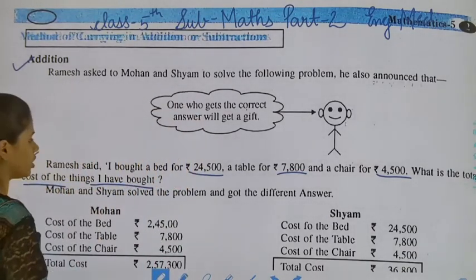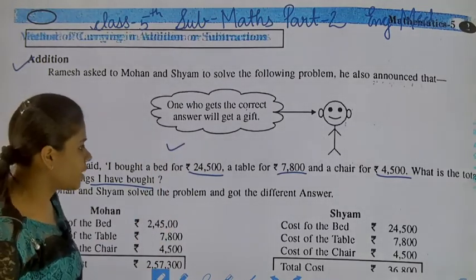We have to tell the total of bed, table and chair.